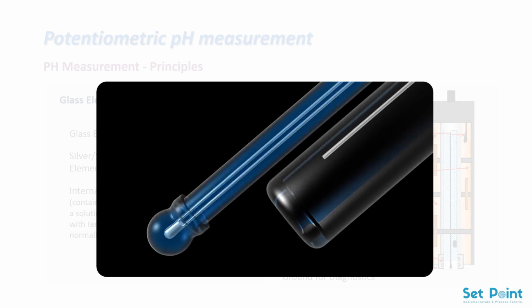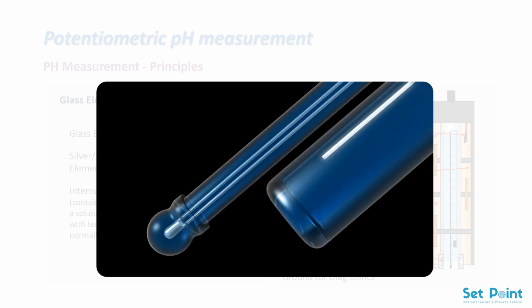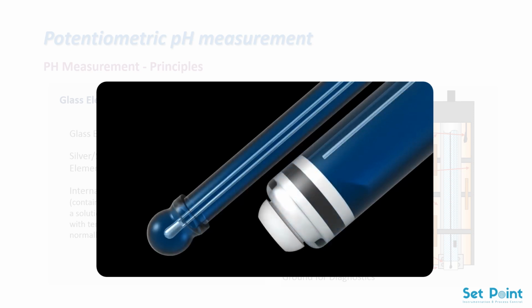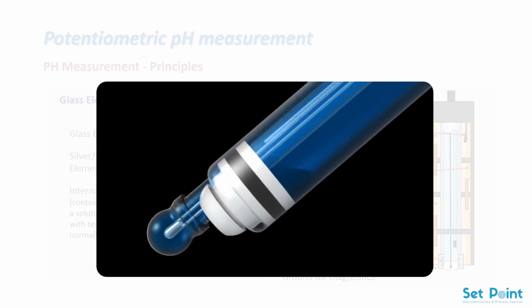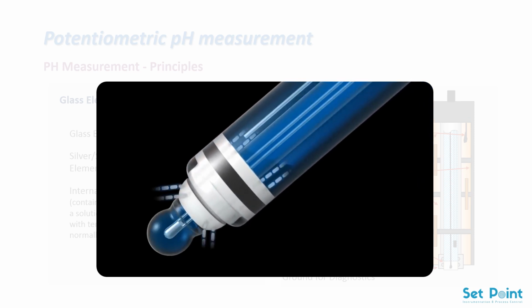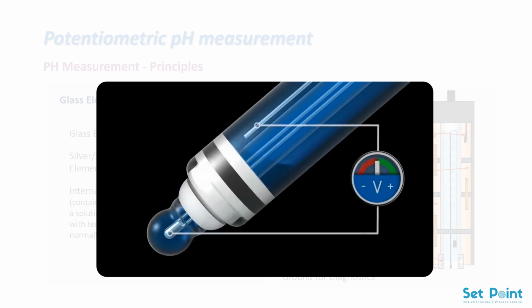The reference system is located in the outer glass tube and also consists of a silver-silver chloride wire. In a potassium chloride solution, a so-called junction protects the reference system from the medium to be measured without disconnecting the electrical connection between them. The pH value is calculated from the potential difference between the reference system and the measuring system.